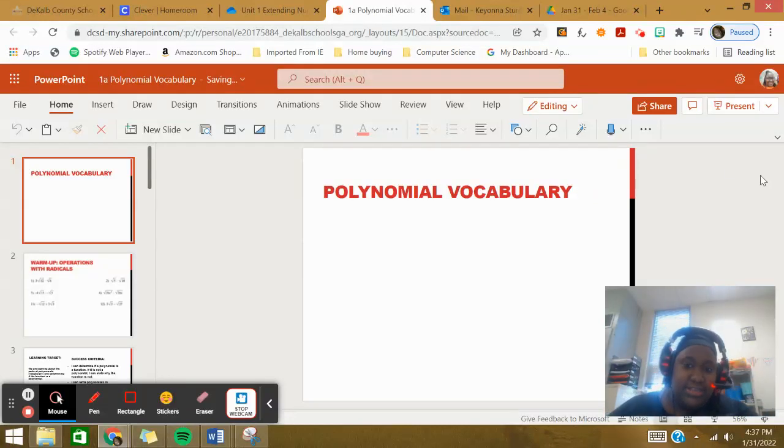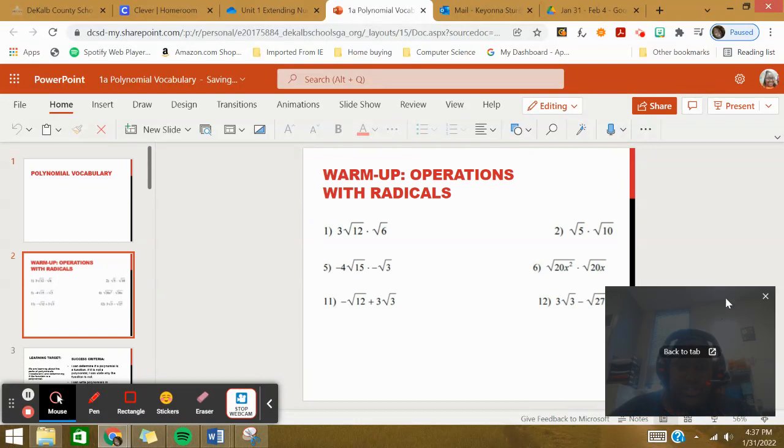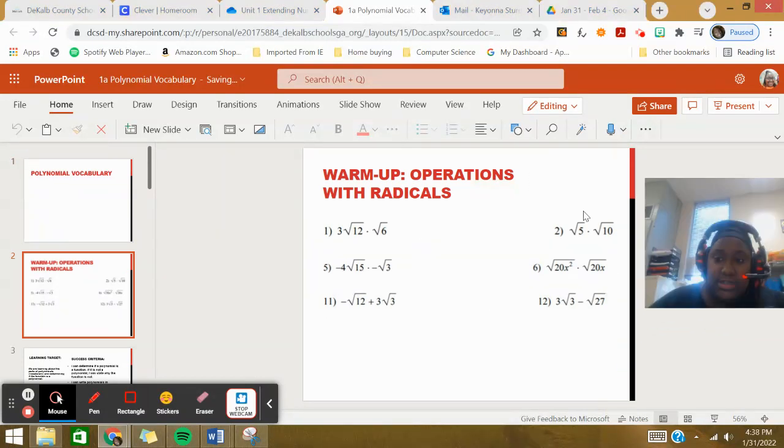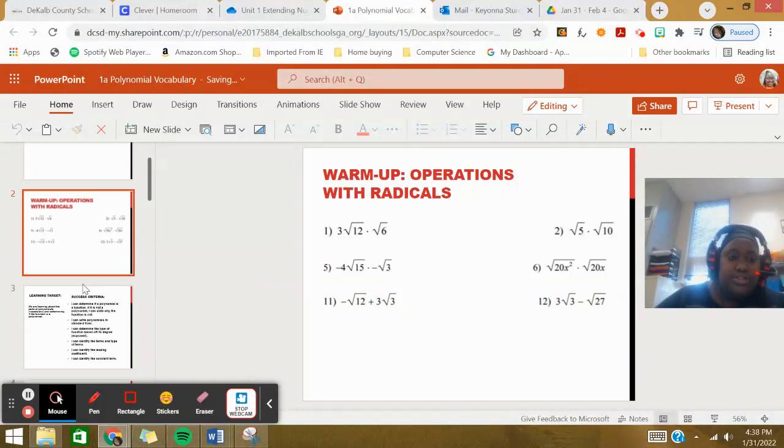Okay, so today we are looking at polynomial vocabulary. Here's the warm up for today, guys. You're simplifying. You're doing operations with radicals, which is what we've done in the previous lesson. We have multiplication on three of them, and then the bottom two are adding radical expressions, and the last one is subtracting. Make sure that you complete the warm up on your warm up sheet.